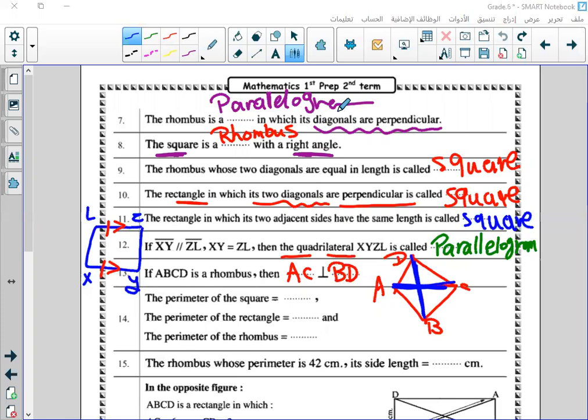Number 14. The perimeter of a square equals what? Side length times 4. Excellent. The perimeter of a rectangle equals length plus width, times 2. The perimeter of a rhombus: one side length times 4, like a square. Thank you, Bilal.